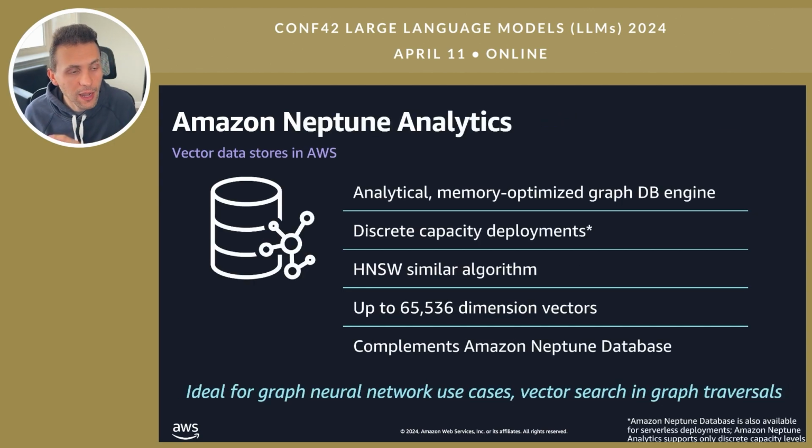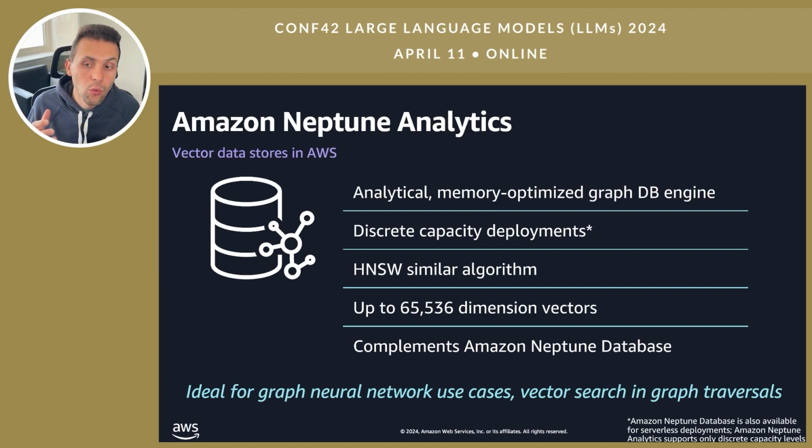And then last but not least, you also have Amazon Neptune Analytics. Amazon Neptune is the Amazon graph database. Neptune Analytics allows you to have analytic, memory-optimized graph database engines. You have different discrete capacity deployments to deploy this database. It supports the HNSW similarity algorithm. You can see the dimensions of this database for vectors are much bigger, with up to 65,000. And it's an add-on plugin on top of your Amazon Neptune database.